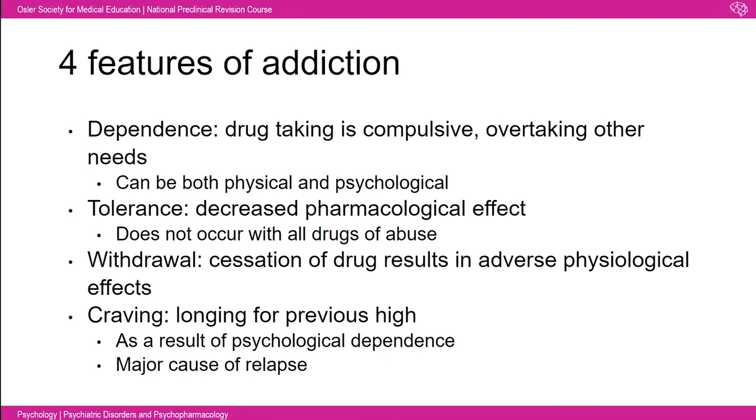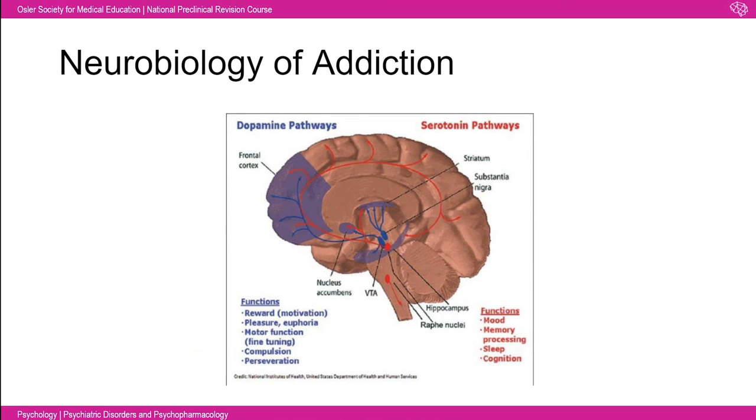Then cravings are when somebody has stopped taking the drug, or it's been a while since their last dose, and they have the longing to experience that again. It can be a result of the psychological dependence, and it is the most common cause of relapse. So we're going to talk about the neurobiology of addiction.